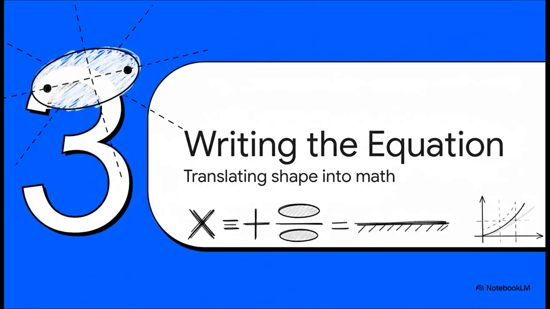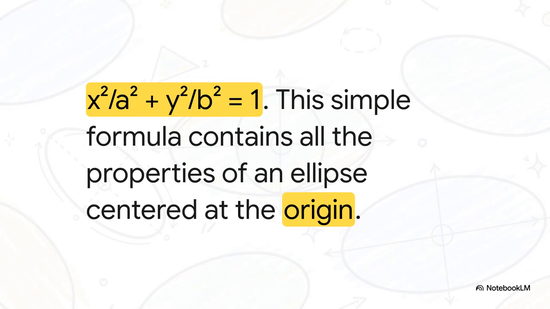So we've got the concept and we've got the anatomy, but how do we bottle all of this up into a single, elegant equation? Let's translate this shape into the language of math. And there it is, the standard equation for an ellipse that's centered at the origin.